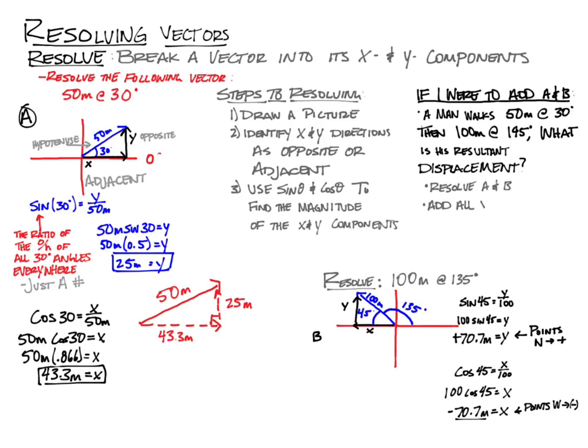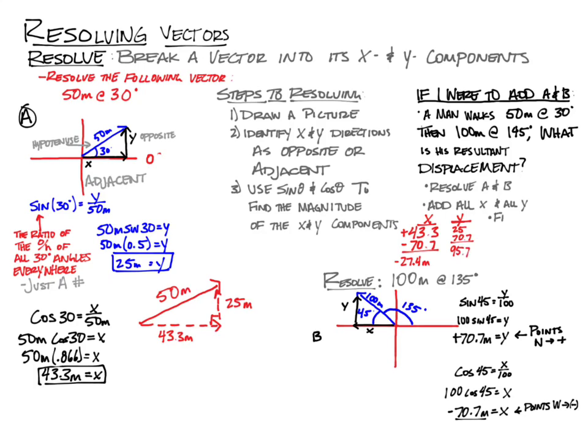Now we're going to add the x all together and the y's all together. So looking at the x's, we have 43.3, which is positive because it points to the east, minus 70.7. So my total in the x is negative 27.4 meters. We're going to do the same thing in the y. From the first vector, we have positive 25 meters. From the second vector, we have positive 70.7 meters. We add those two things together, and our total comes out to be 95.7.